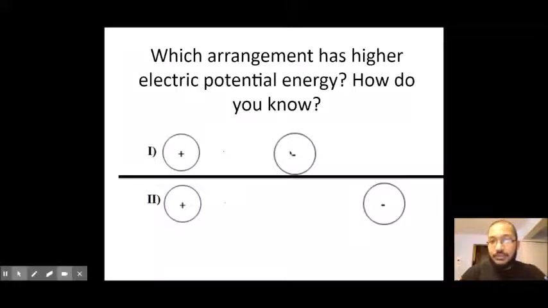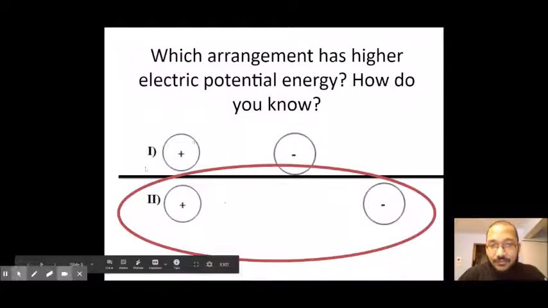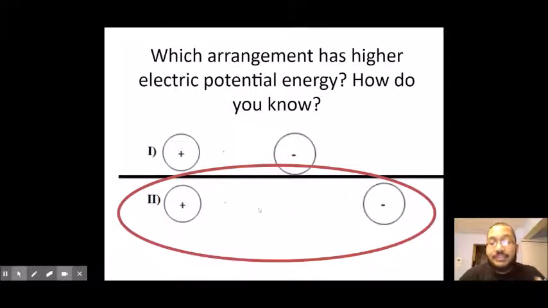So I got two arrangements. Which one is the higher potential energy arrangement? So this is actually the bottom one. Why is that? It's because if I was to release this and this, they would move together and meet maybe around here. If I was to release these two, basically there's just a greater space for them to accelerate over, hence a greater kinetic energy, and hence a greater electric potential energy in the original arrangement.